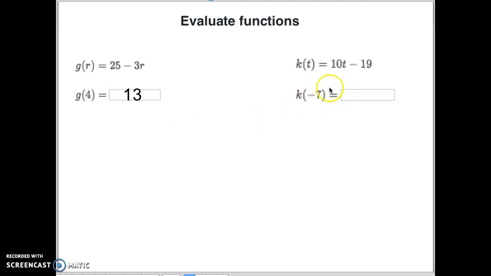So let's do one more as an example. So we've got the function, t is a function of k, so if t were to equal negative 7, we plug in negative 7 for t. Negative 7 times positive 10 is negative 70. Negative 70 plus negative 19 is negative 89. That's all there is to it, guys.